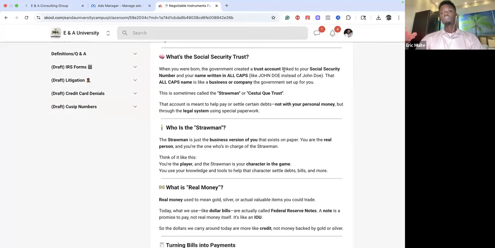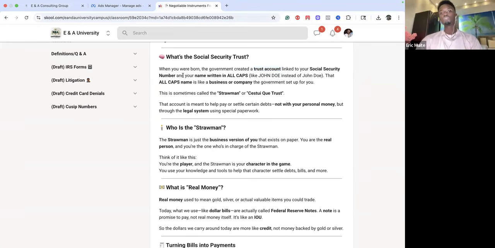What's a Social Security trust, right? Where you were born, the government created a trust account, right? And this is why we're operating in trust. And so, how is this all related to having your paperwork in order? You need to be acting as the administrator because you're going to be applying this process. You have to be able to prove who you are. You have to be able to show the paperwork that you are administrating the trust, that you are the one in charge of handling those notes and those bonds on paper.